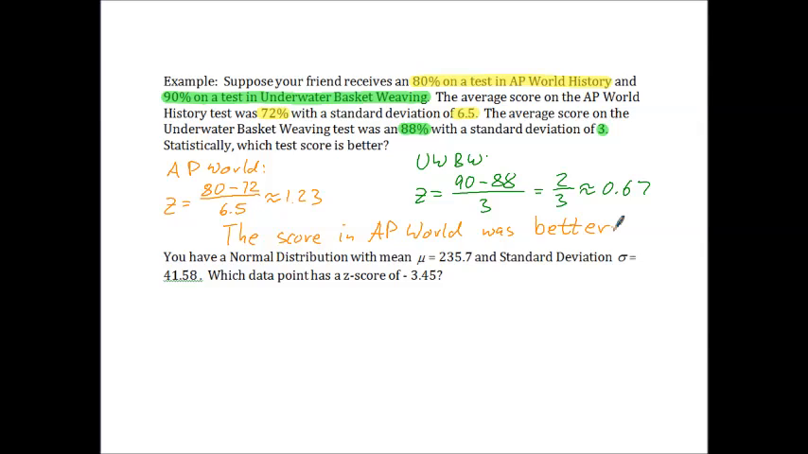Now that is because both z-scores were positive. If the z-scores are negative, that means that the test score was below the average, and then of course the one that's further away is the worst one. Alright, let's move on to our last example.